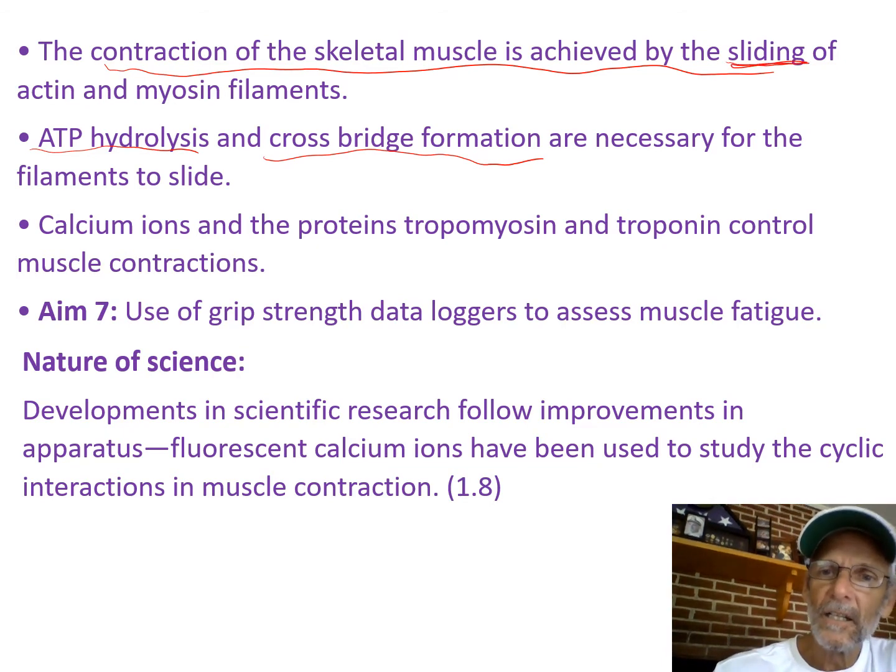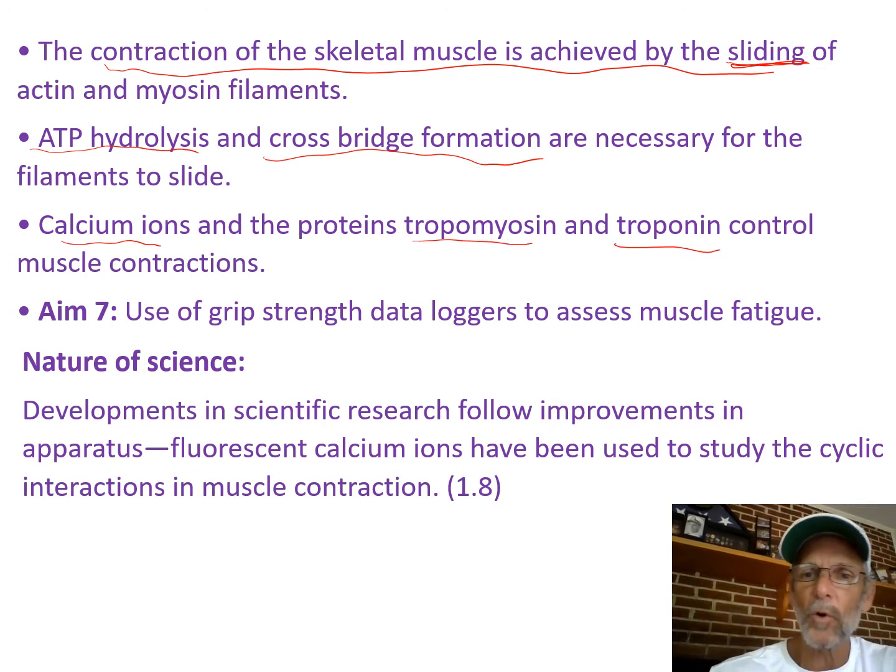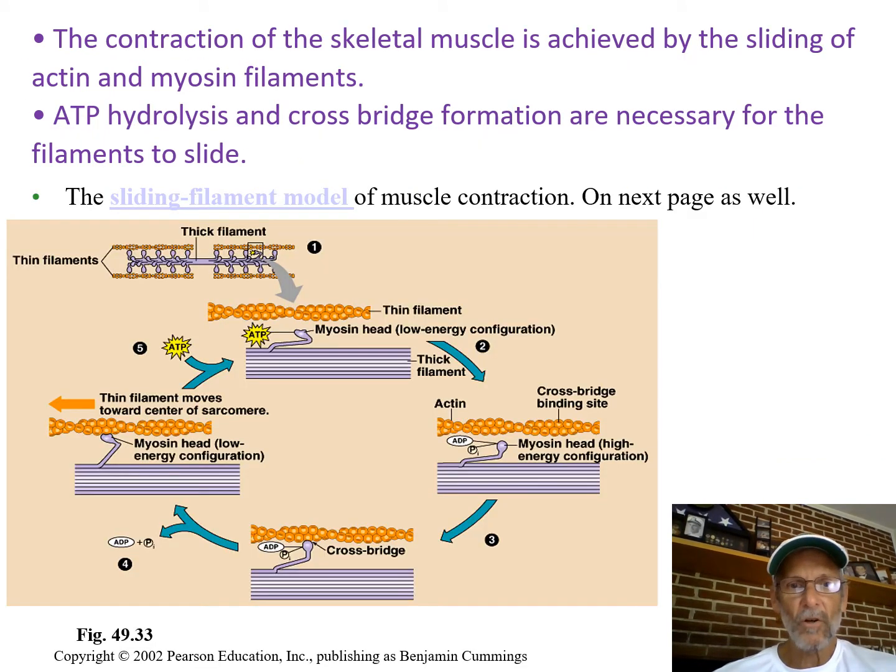Sliding. This model is referred to as the sliding filament model. All right, and calcium ions play a role, and these two proteins, troponin and tropomyosin. So we're going to look at all of that stuff when we look at this video coming up. Okay, so on the next page we'll see that video, but I probably won't watch it here. We'll just talk about it here.